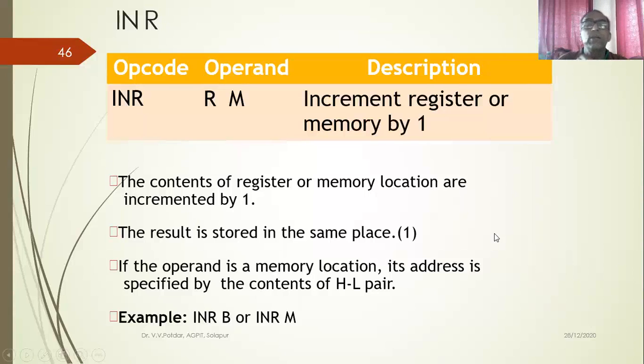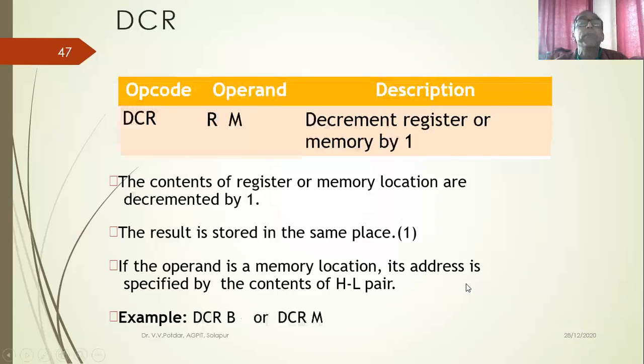Operand is R and M. Increment register or memory by 1. The contents of the register or memory location are incremented by 1. The result is stored in the same place. If the operand is a memory location, its address is specified by the contents of the HL pair. Example is INR B or INR M.